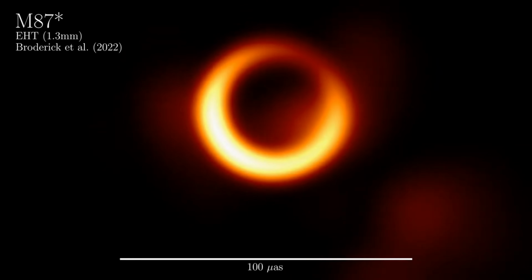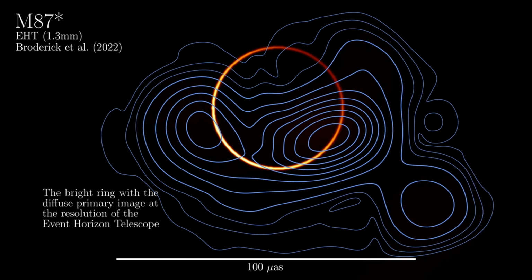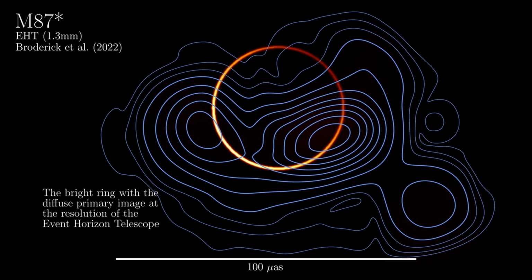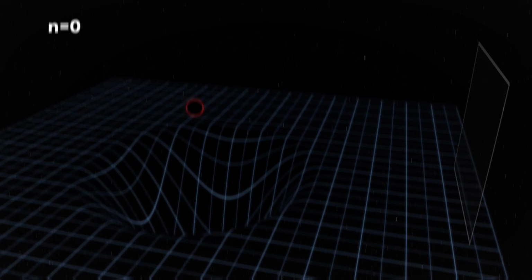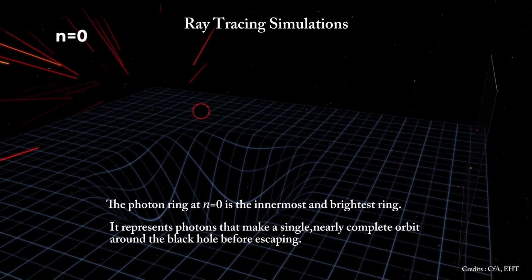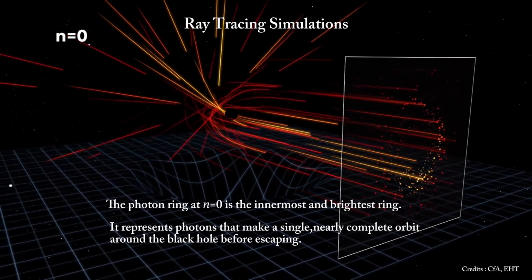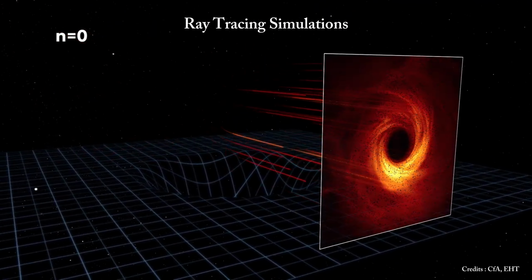Now, for the very first time ever, Broderick and collaborators have been able to disentangle the photon ring from the overall picture of the black hole. Using sophisticated ray tracing simulations, we can see that the photon ring at n equals 0 is the innermost and the brightest ring. It represents the photon that makes a single, nearly complete orbit around the black hole before escaping.